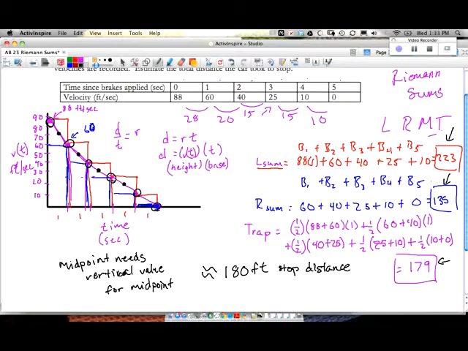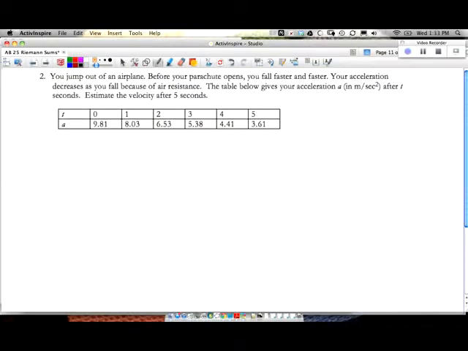Okay, so that's question one. Let's look at another one here. So you jump out of an airplane. Before your parachute opens, you fall faster and faster. Your acceleration decreases as you fall because of air resistance. So you jump out and you're falling really fast, and you're actually speeding up, but you're not speeding up as fast as you were. So the table below gives your acceleration after t seconds. Estimate your velocity after 5 seconds. So there's a couple of things to keep in mind in here.